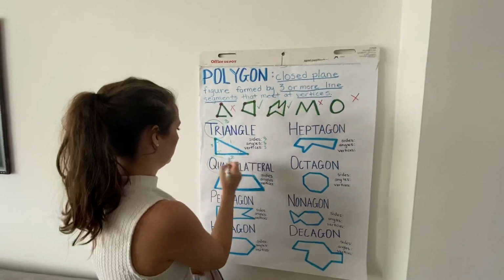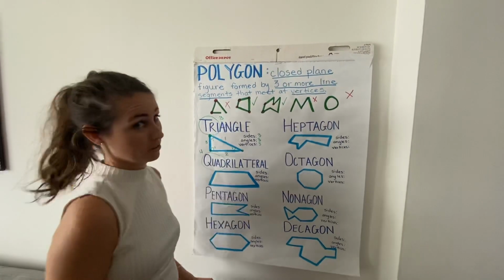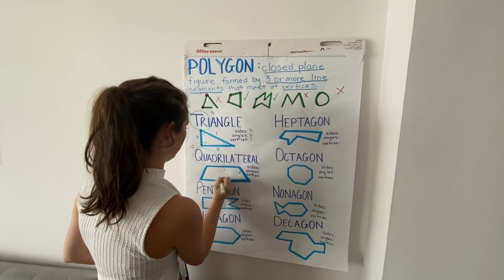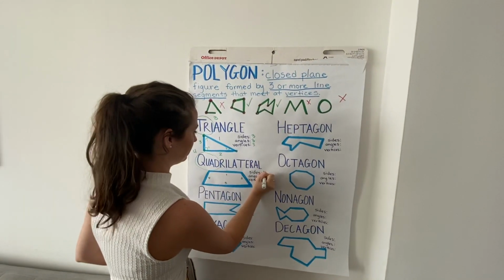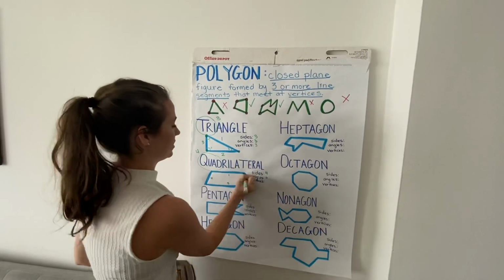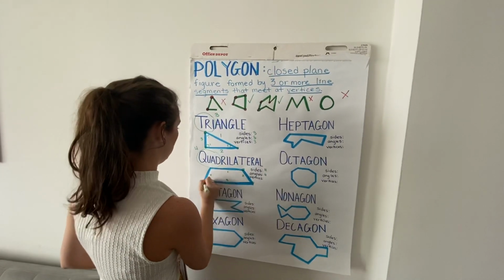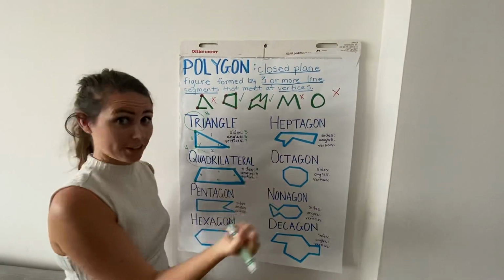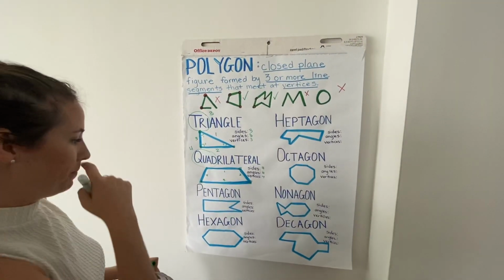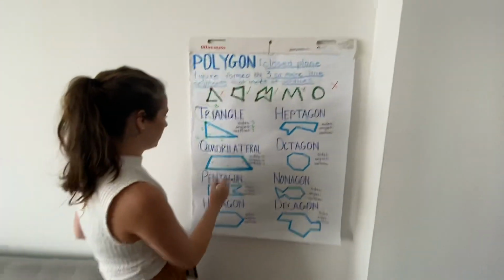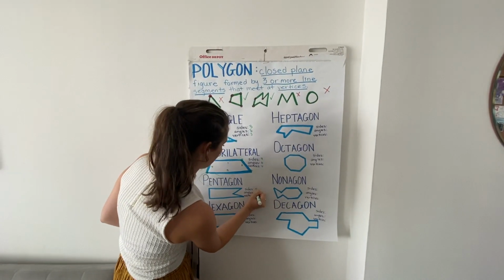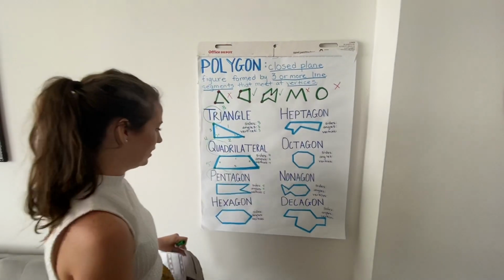Next, I have a quadrilateral. Quad also means 4. So as you probably can guess, how many sides? 1, 2, 3, 4 sides. How many angles? 1, 2, 3, 4 angles. And how many vertices? 1, 2, 3, 4. So you can start to see a little pattern, right? Whoops, that's a terrible 4. Next, pentagon. Pent means 5. So you guessed it, 5 sides, 5 angles, and 5 vertices.